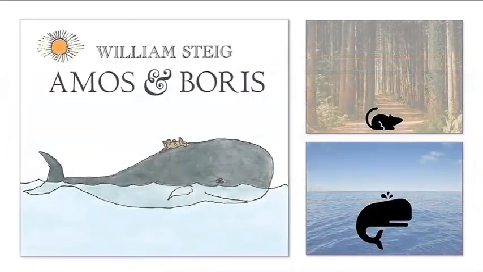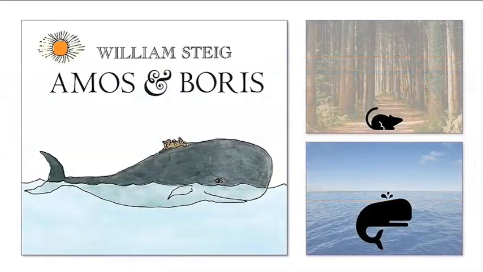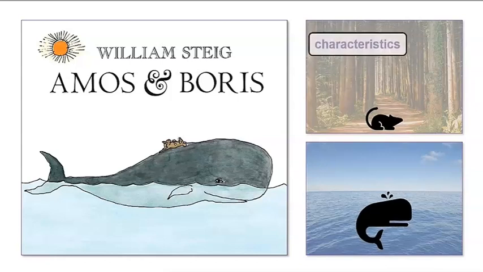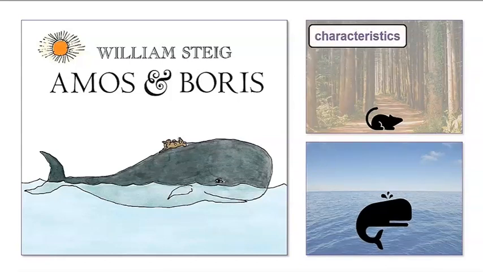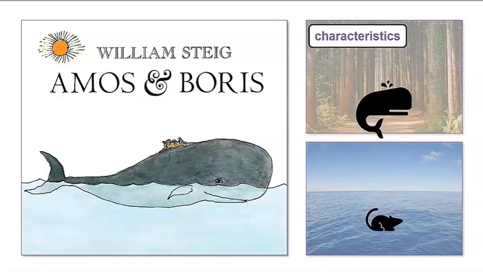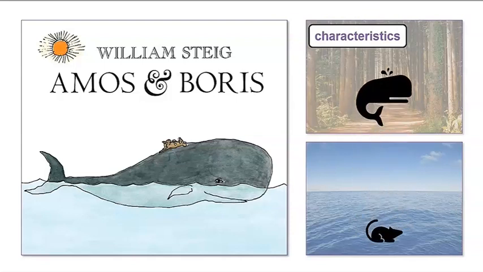Oh, and remember when we met Amos and Boris? I just love this story. We thought about Amos and Boris's characteristics. Do you remember what happened when Amos and Boris switched environments? Neither could survive in the other's environment. Why not?